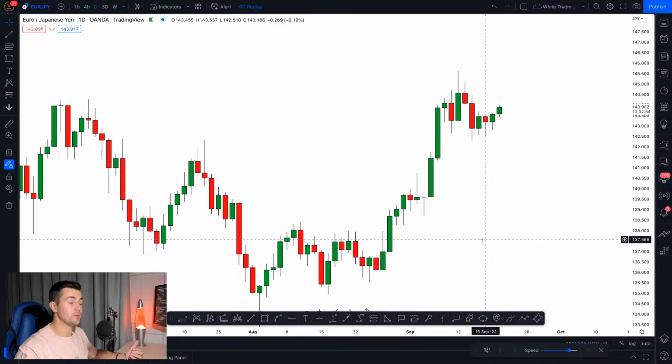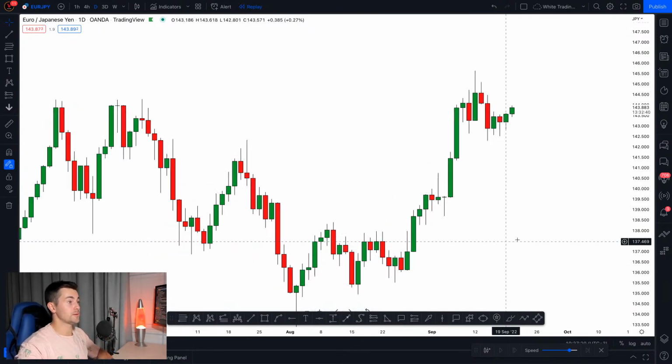If on the pound yen pair we discussed the trade that already played out, where we already got the confirmed neckline breakout, here on euro yen we have a potential trading setup. So let's discuss that together.